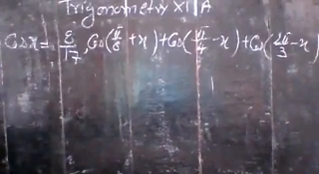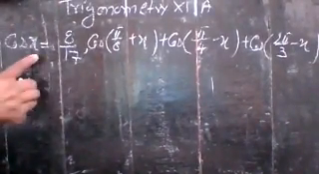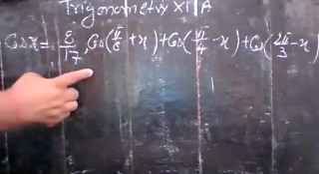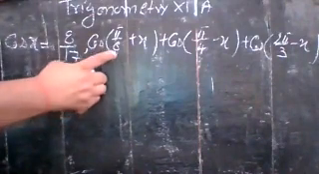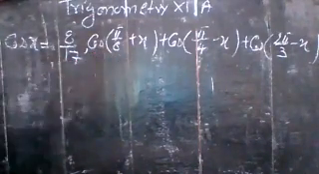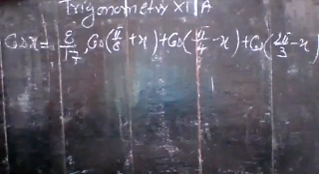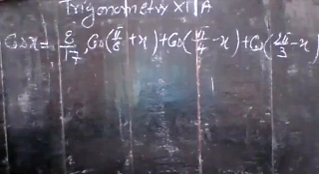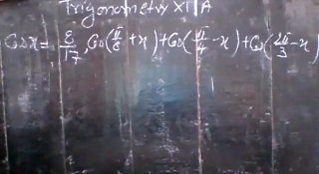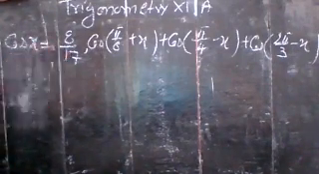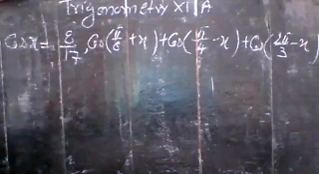If x lies in first quadrant and cos x is equal to 8 upon 17, find the value of cos(pi by 6 plus x) plus cos(pi by 4 minus x) plus cos(2 pi by 3 minus x). So that is your question. So how do you find its value? Here you have given cos x is equal to 8 by 17 and x lying in first quadrant.